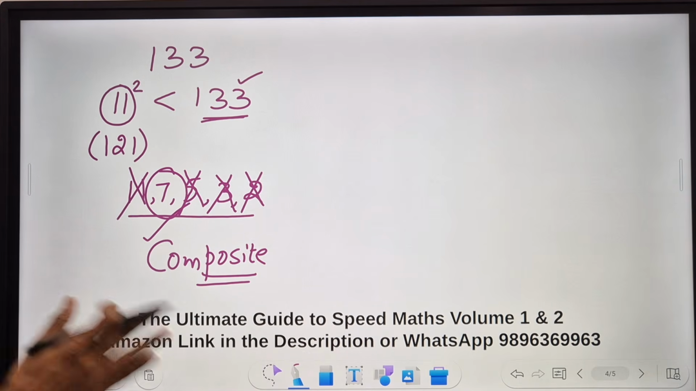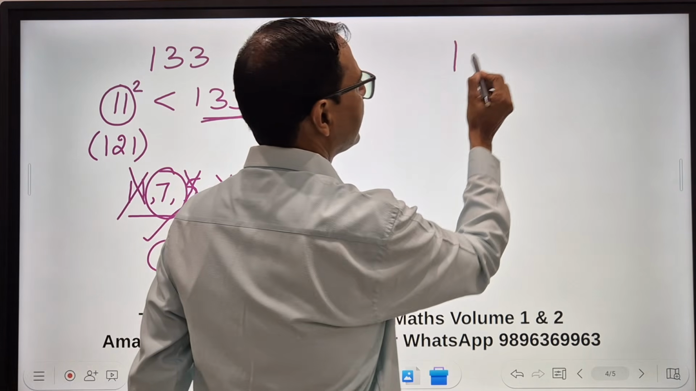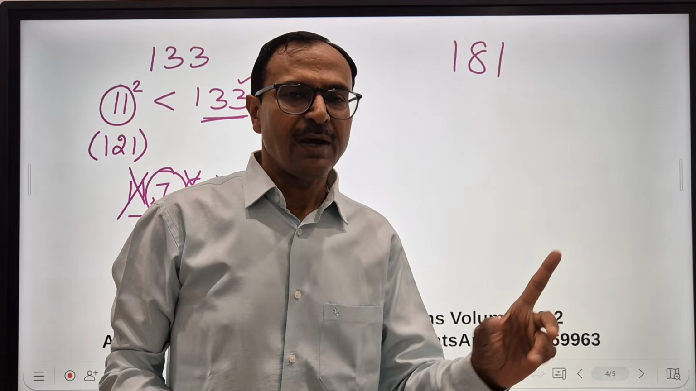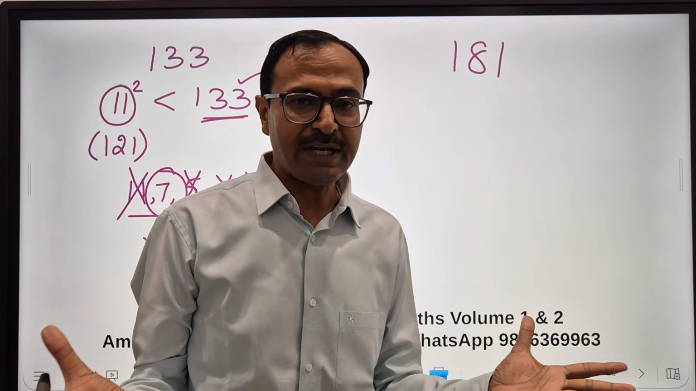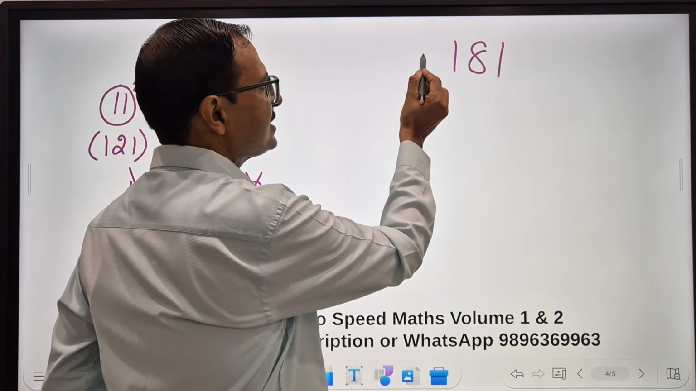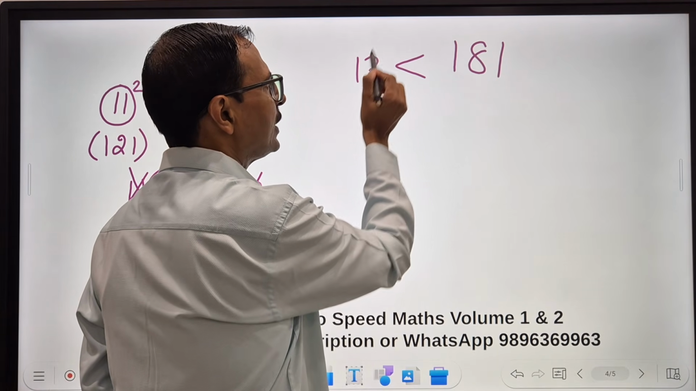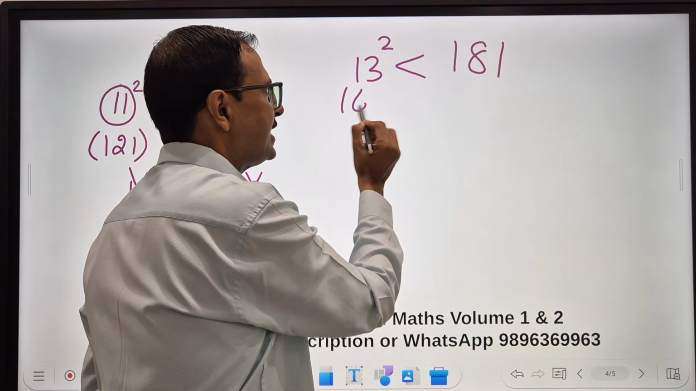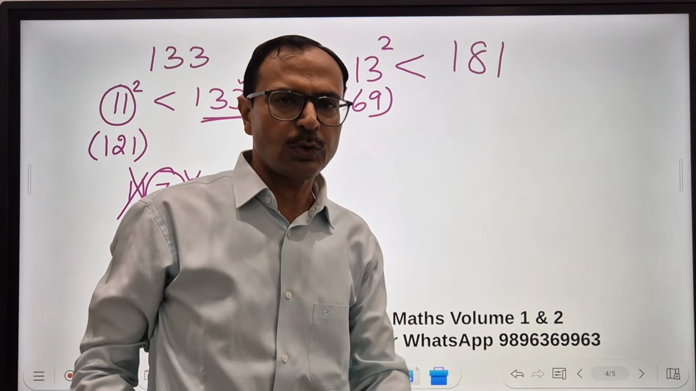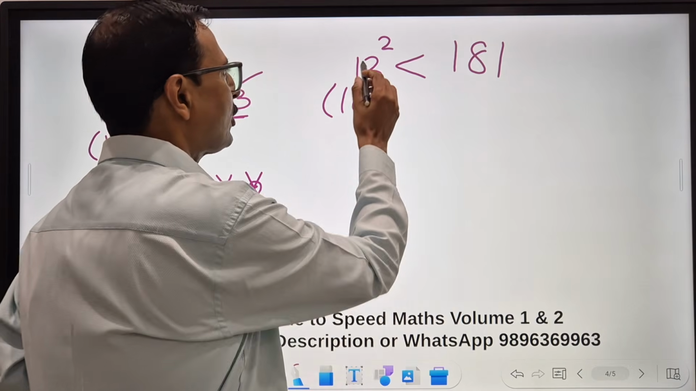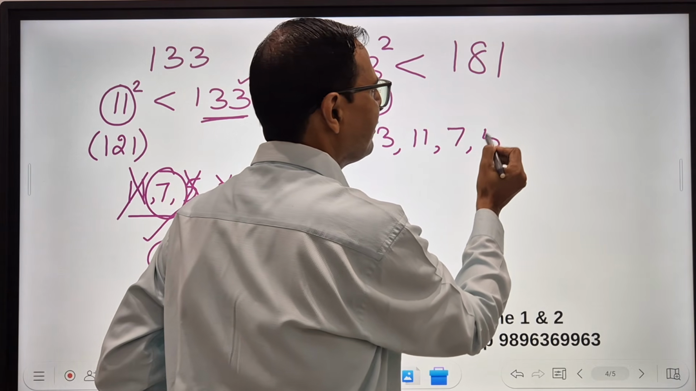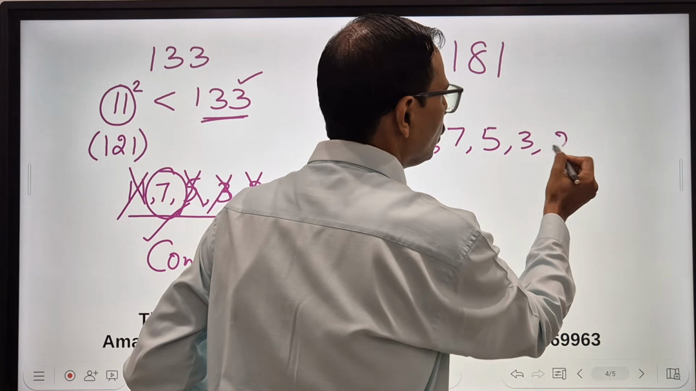Likewise, I can take more examples, like suppose we have 181 and I need to check the divisibility of this number by any number below 181. So whether it's prime or composite. So this is very close to what? 13 square, right? 169. 14 square is 196, which is above 181. So I don't want to go to 14. Now starting from 13, we have 11 as prime, 7 as prime, 5 as prime, 3 prime and 2 prime.